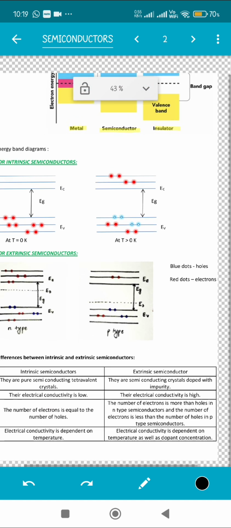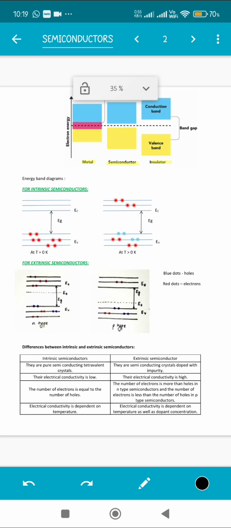Now let's differentiate between extrinsic and intrinsic semiconductors. First of all, in intrinsic semiconductors, they are not doped with any impurities. They are just purely the semiconductor crystals that we observe in nature. But in extrinsic semiconductors, they are doped with some impurity. In intrinsic semiconductors, the electrical conductivity is low naturally because they are not doped with anything. So the electrical conductivity will be low. But in extrinsic semiconductors, the electrical conductivity is quite high. In intrinsic semiconductors, the number of electrons is equal to the number of holes.